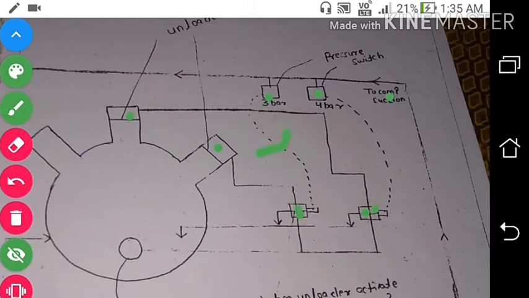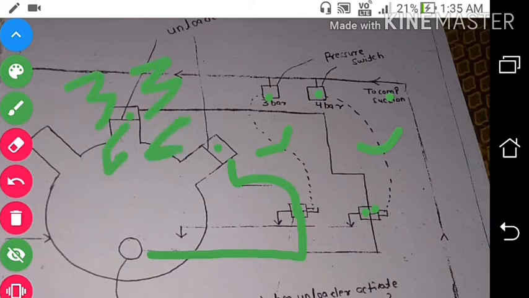The pressure switch will give a signal to the solenoid valve, and as the solenoid valve opens, the oil will go into these spring loaded valves and will open the valve depending upon the load. So we have 33% load, then we have 66% load, and then we have 80% load.